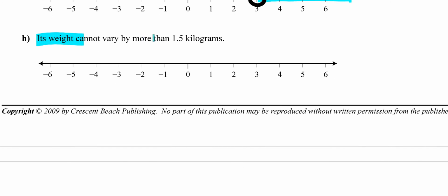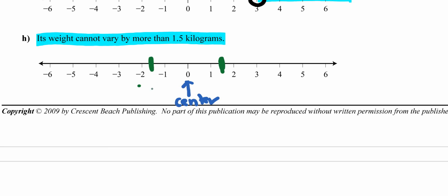And finally, its weight cannot vary by more than 1.5 kilograms. I guess what this is saying is that whatever your weight is, you can go more than 1.5 or less than 1.5. So we're going to center the mass around here. This is the center. If we want to be more than 1.5, we're going to be in this region. But we can also lose 1.5, so I guess that's somewhere in this region right here. That's -1.5, and that's going to be positive 1.5. So we want to be within this region, right? We can't vary more than 1.5, so I'll put closed circles there to finish off the problem.